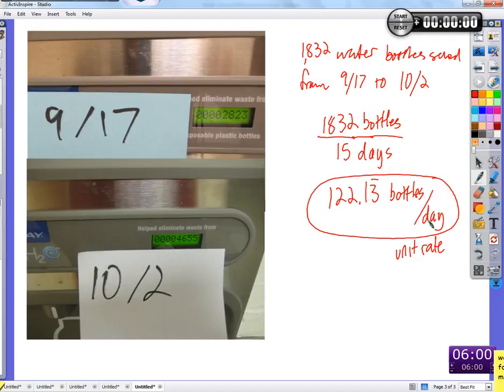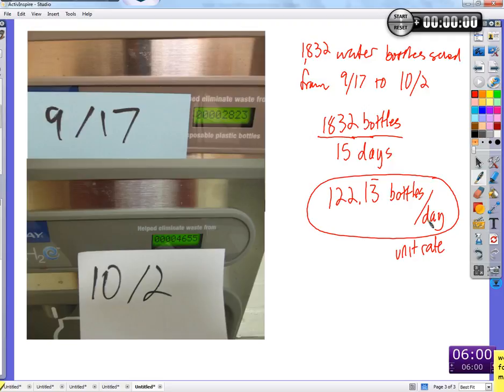So here's a question that I want to ask. Based on this, when should we plan our, let's say, 50,000 bottles saved celebration? What date should that be? Based on the information we have here in these pictures. Why don't you work that out a little bit?